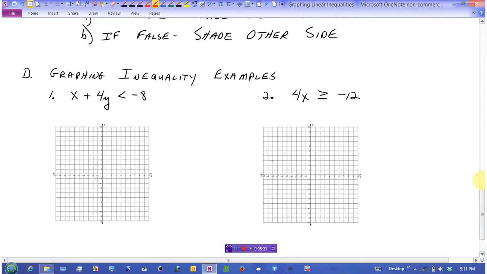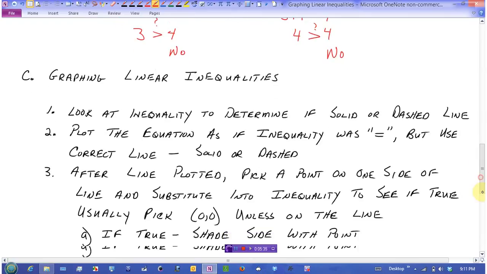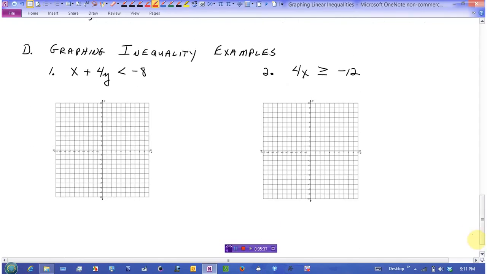So I have an equation here: x plus 4y is less than or equal to 8. Now this is a standard form equation, so I'm going to plot it by finding the intercepts. I notice that the inequality is a less than. That's going to make this a dashed line when I plot it. Okay, so let's go ahead and plot this line.